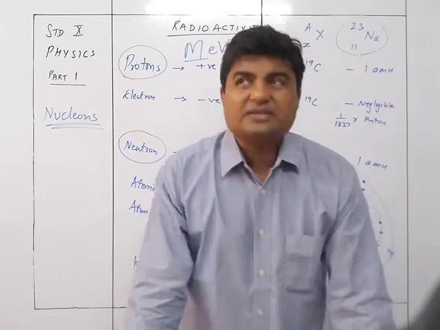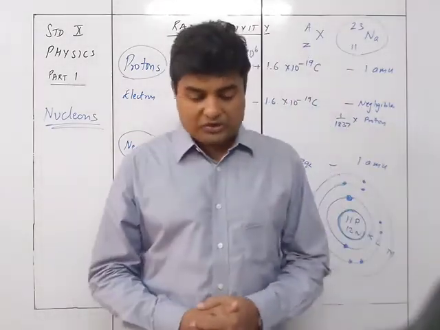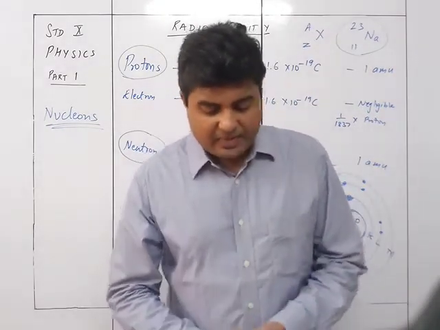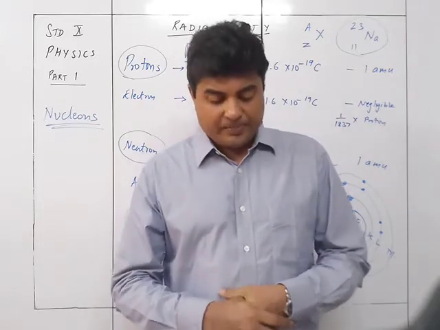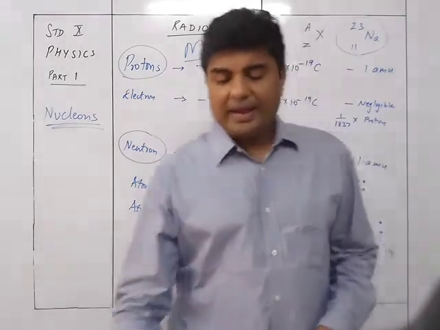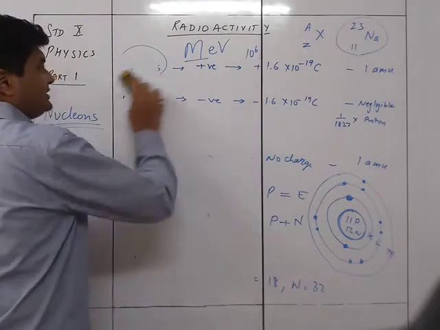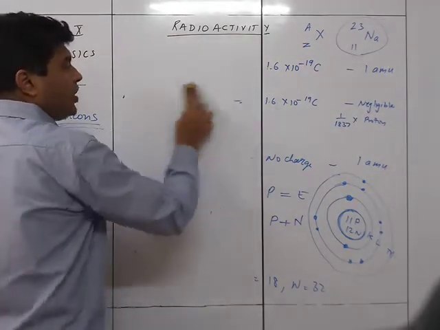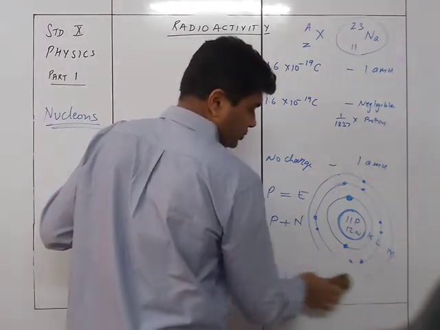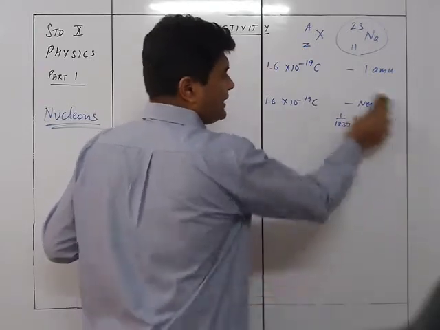We now see one of the important things, that is isotopes. So isotopes are the atoms of the same element having the same atomic number Z but different mass number A. When we have two atoms and these two atoms have the same number of protons and electrons, of course, so the atomic number is the same, but the masses of both are different.